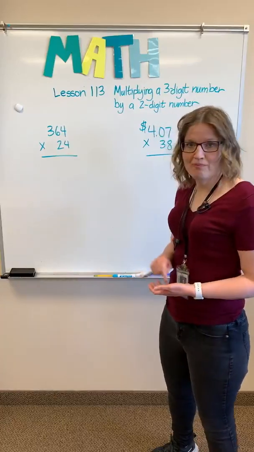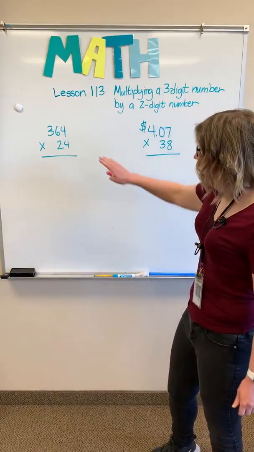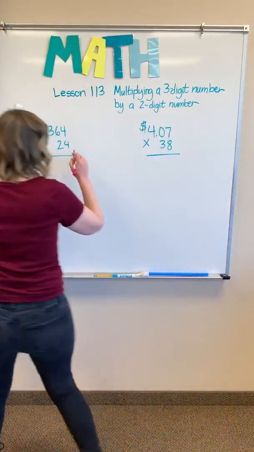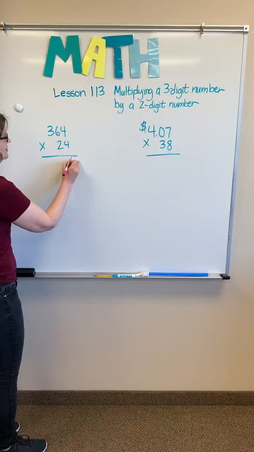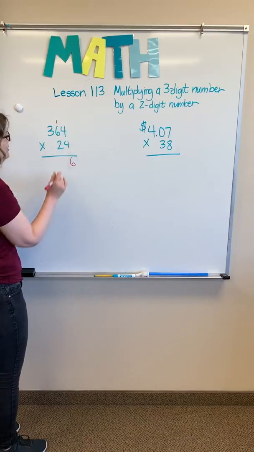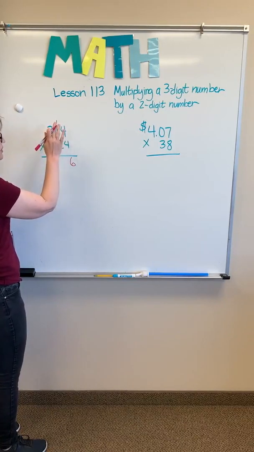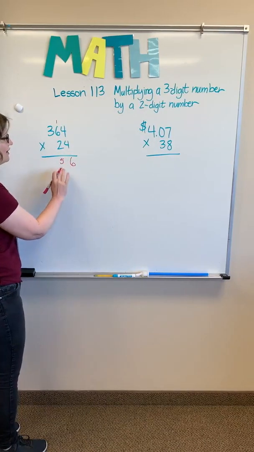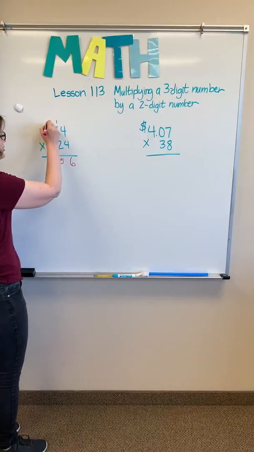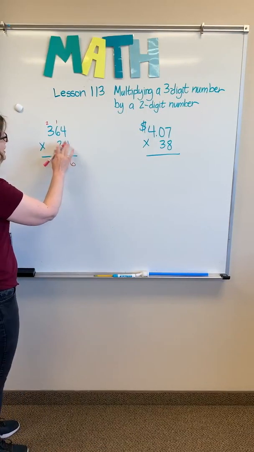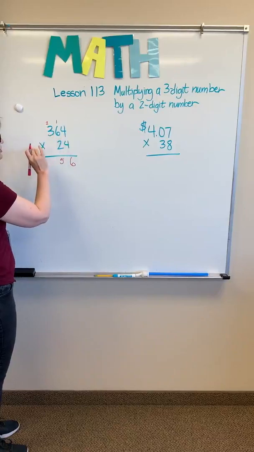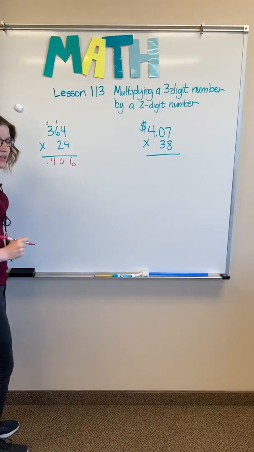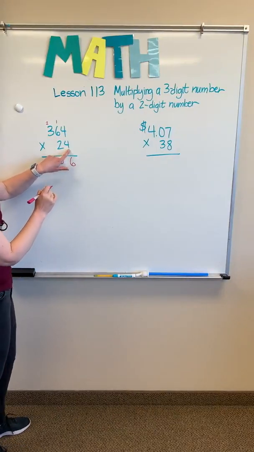We start off by doing our multiplication. We start with our ones, and let's just do this. 4 times 4 is 16. I carry my 1. 4 times 6 is 24, plus 1 is 25. I put the 5 down here. I carry my 2. 3 times 4 is 12, plus 2 is 14. And that's taken care of this digit.